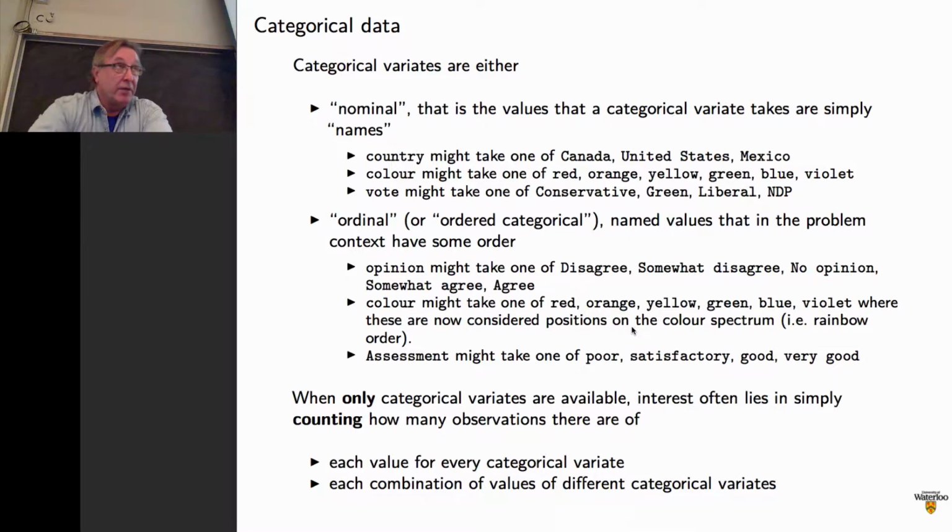Similarly, color itself might be in order if you were actually looking at the spectrum. If you were looking at the rainbow, that's when it might be in order. And other things that you've seen on surveys. So if you only have categorical data, and that's what we're going to look at for the moment, principally what we're interested in is counting how many of each value occurs in the data set. Okay, so we're just about counting, and combinations of the values are also interesting. How many in each combination?